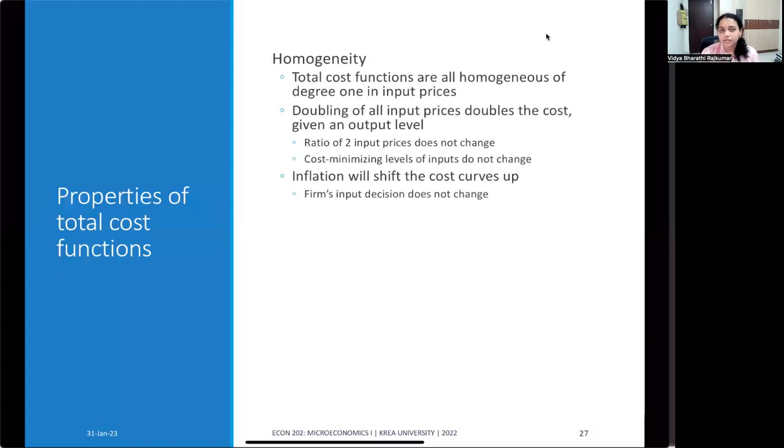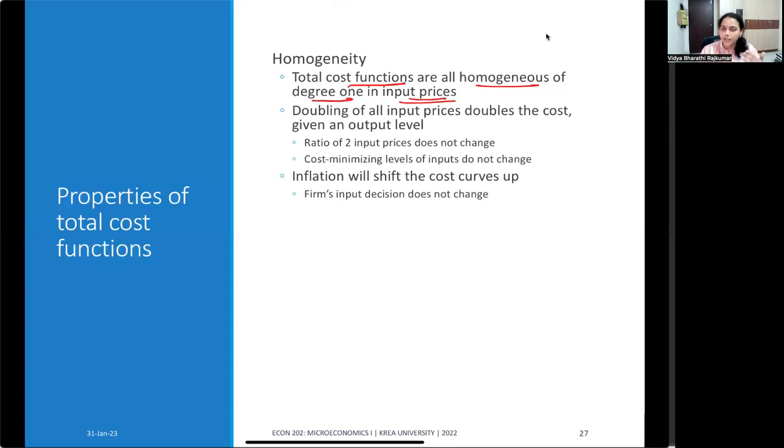Cost functions are homogeneous of degree 1 in input prices. So what do we mean by that? If all of the input prices are doubled for a certain level of output, your cost minimizing bundle will actually be the same, except that it will now cost twice as much.